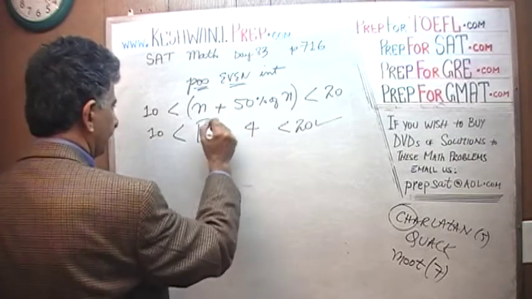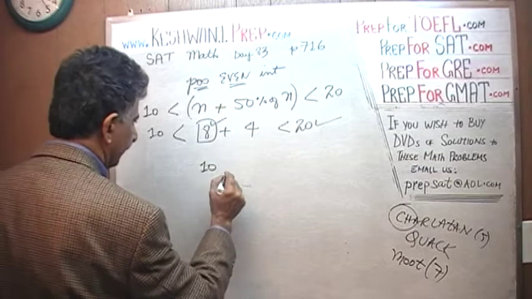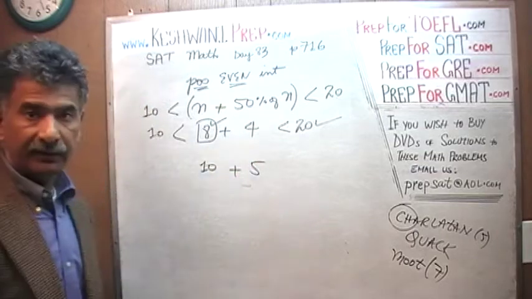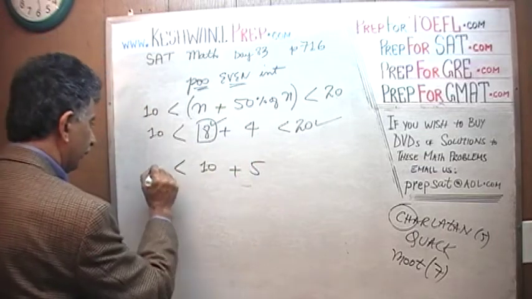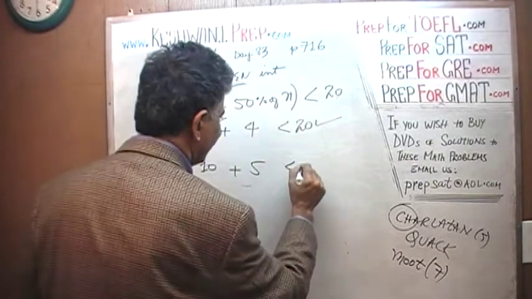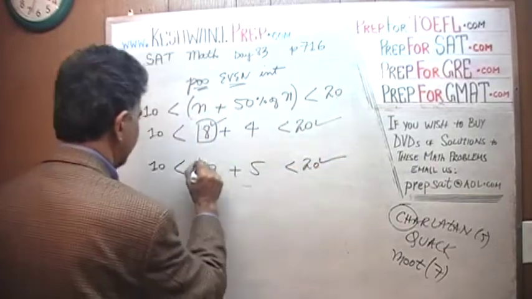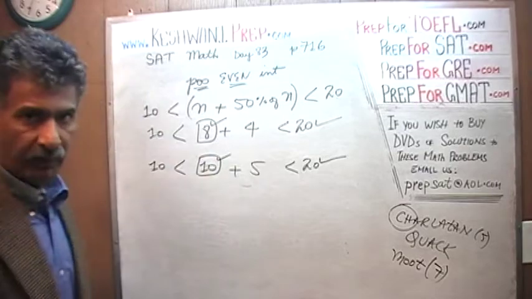So 8 does the job. Let's try 10. 10 plus half of 10, which is 15, and 15 is more than 10, but less than 20. So that works. We found one more answer. So far we have found 2.